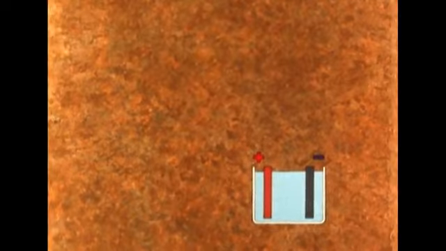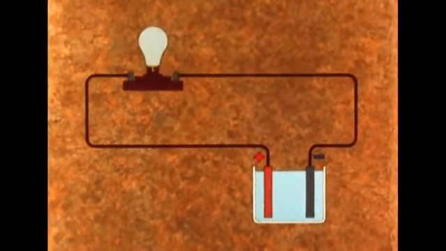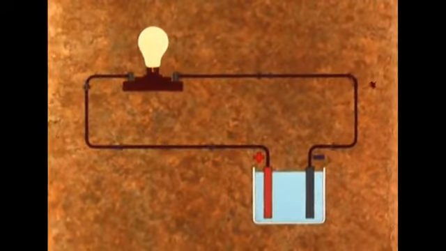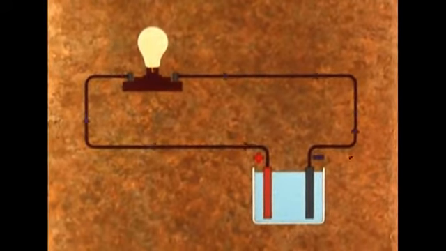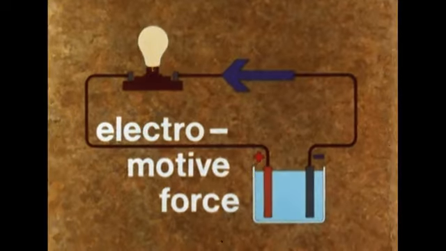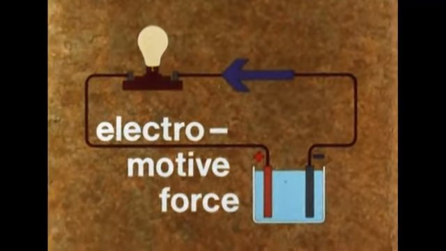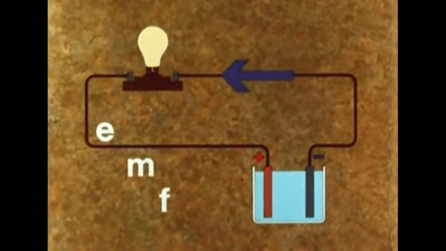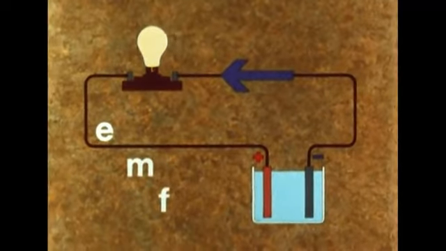Now let's think about a most important idea to do with electric current. When we connect the terminals of a cell to an external circuit, electrons flow as a current. But there has to be a force driving the electron current around the circuit, and it is called the electromotive force, or for short, EMF. It is measured in units called volts.